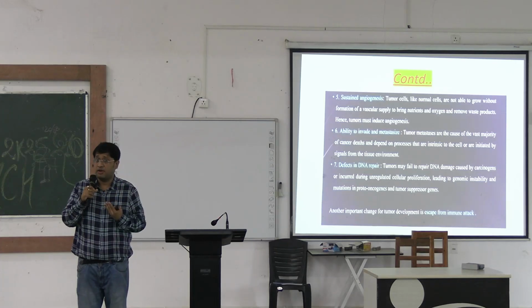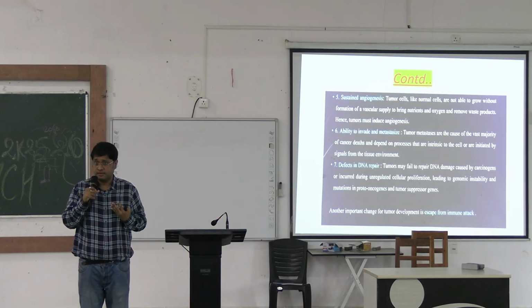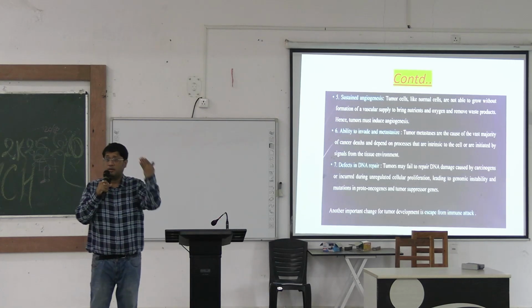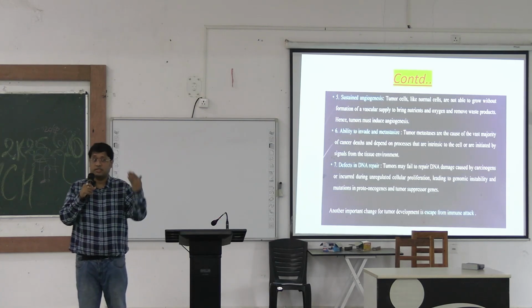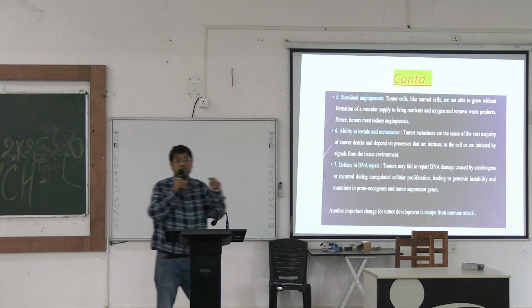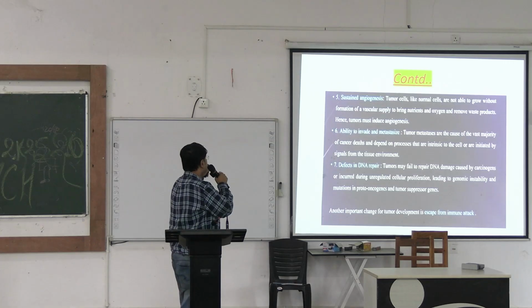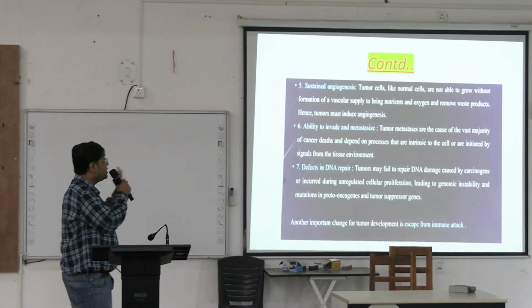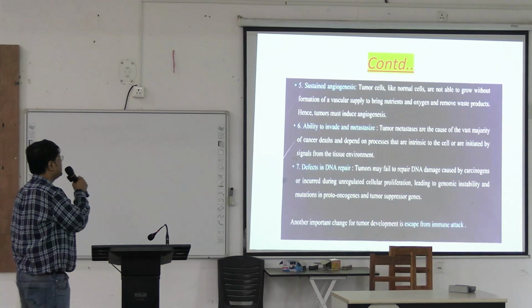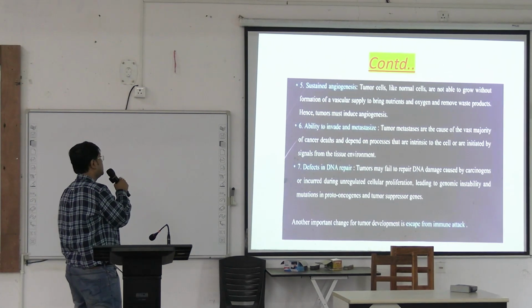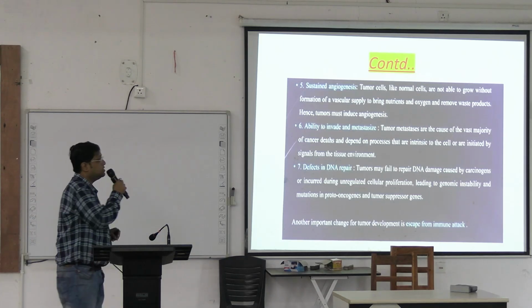With the help of nutrition. So nutrition comes in the form of blood, that is vascularity. The blood will give the nutrients and oxygen. So this is called angiogenesis. Angiogenesis is formation of blood vessels. Tumor cells, like normal cells, are not able to grow without formation of a vascular supply to bring nutrients and oxygen and remove waste products. Hence, tumor must induce angiogenesis.